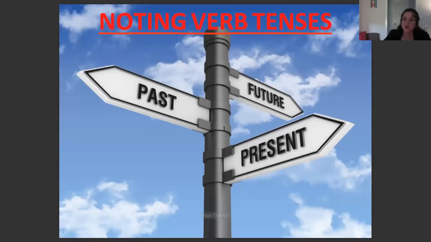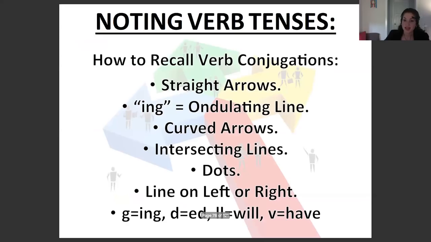Okay, so when you're noting verb tenses, you want to be able to refresh yourself on what the person said. And there's many ways to go about that. One is a straight arrow. An arrow to the left means past. An arrow to the right means future. And an undulating arrow is ing, okay?